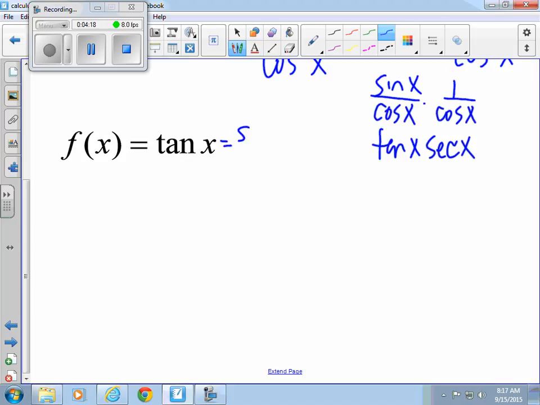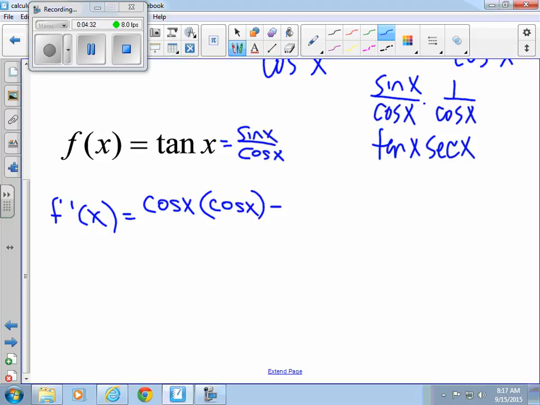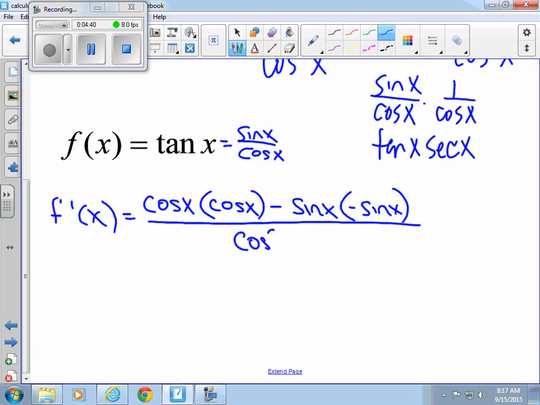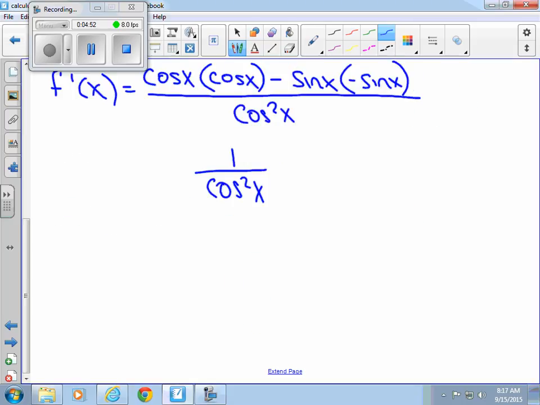Tangent is sine of x over cosine of x. So the derivative of tangent is low d high. What's the derivative of sine? Minus high d low. What's the derivative of cosine? On the top, I get cosine squared plus sine squared. What is cosine squared plus sine squared? So the derivative of tangent of x is secant squared of x.